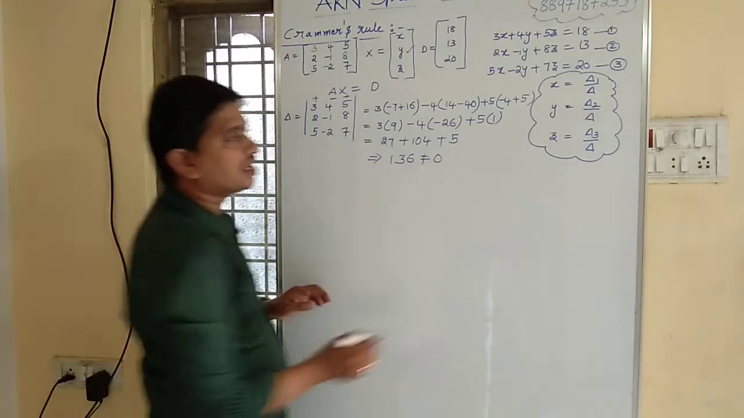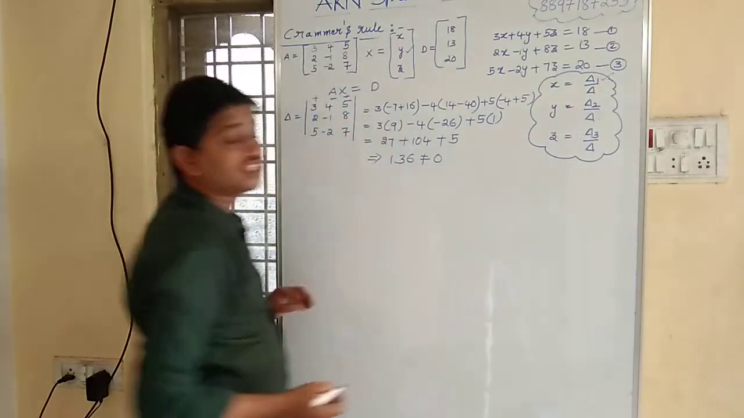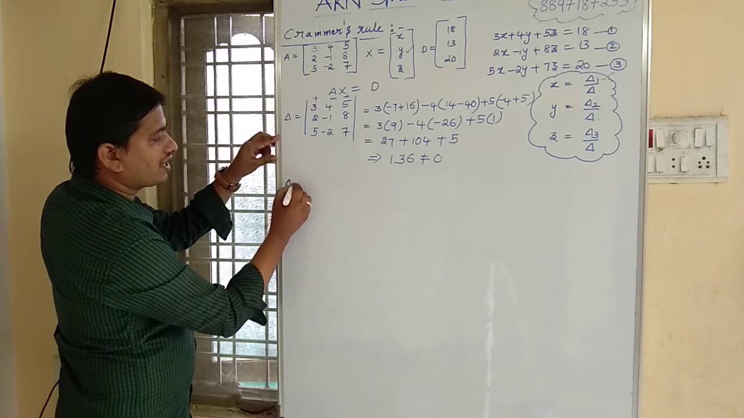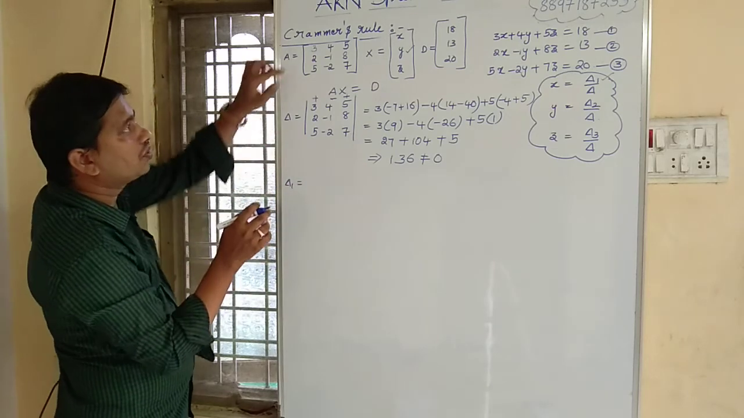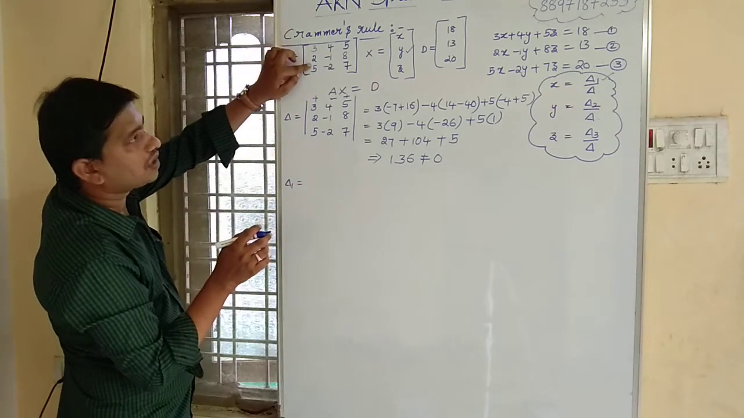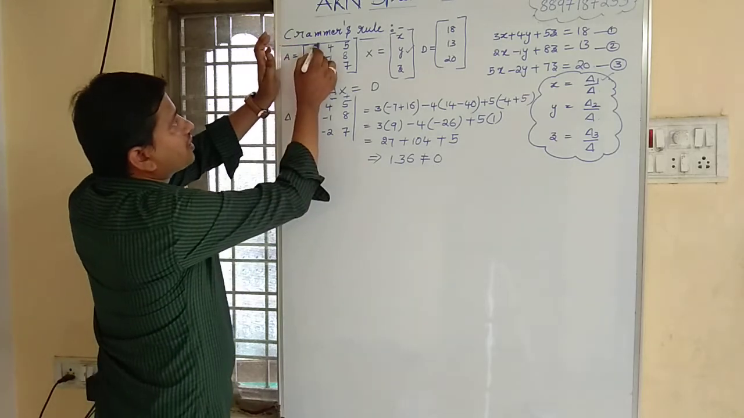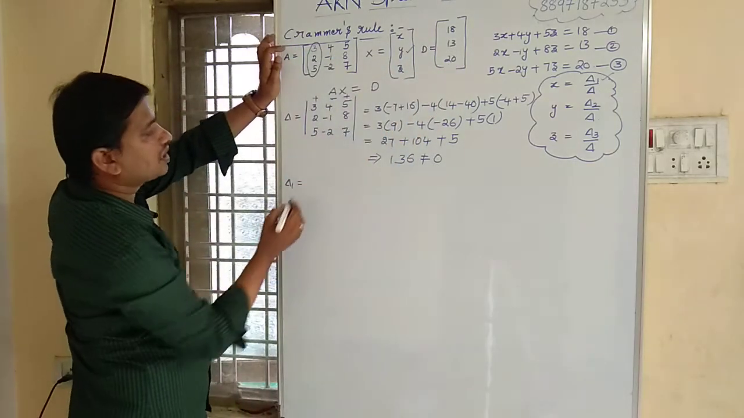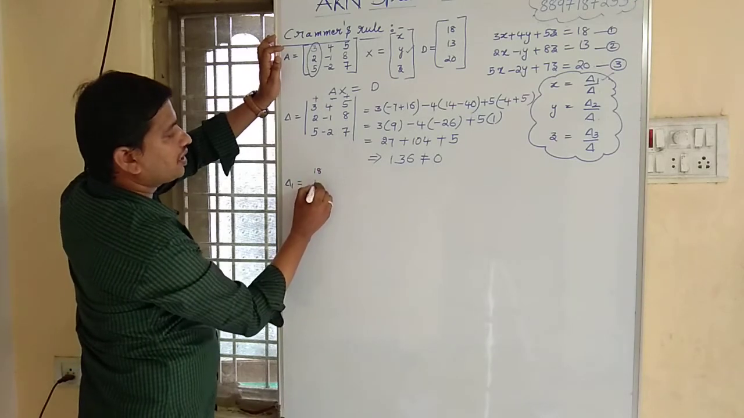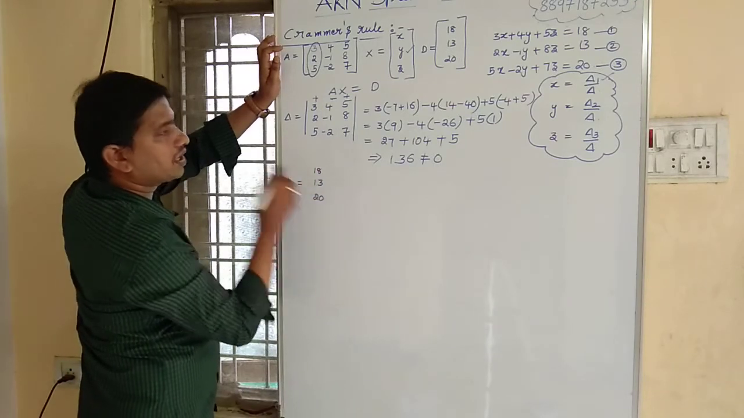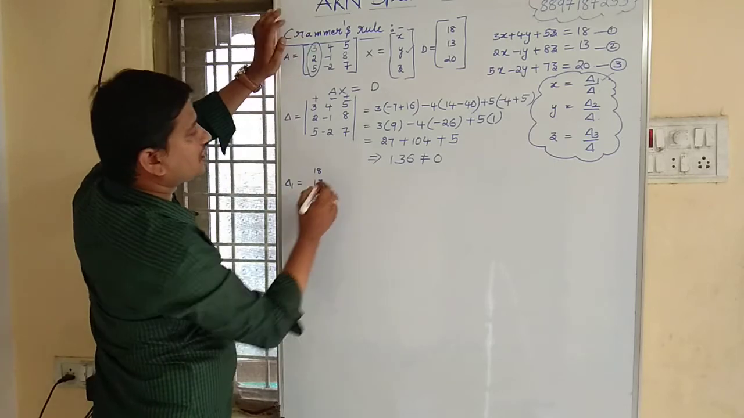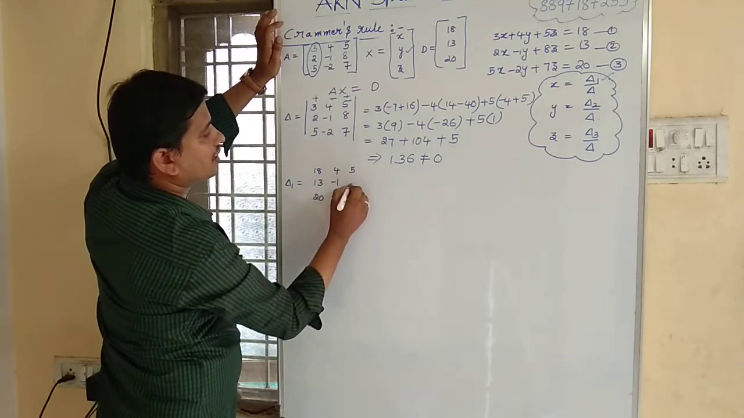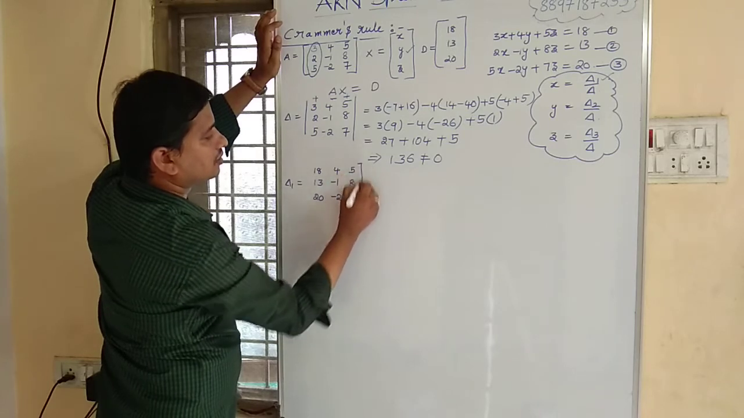Next we have to find delta 1, children. How to find delta 1? Listen carefully. To find delta 1, what we need to do? We need to replace the first column with the constant matrix. Children, what is the constant matrix? 18, 13, 20. Column 2 and column 3 as usual: 4, minus 1, minus 2, 5, 8, 7.